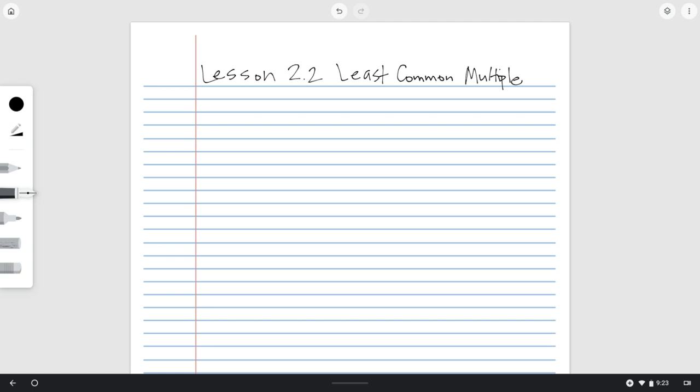We already know what multiples are. We just now need to work on finding the least common one, and it is very, very simple. Sometimes there is one, sometimes there is more than one. We know also that least common multiple stands for the LCM, least common multiple.